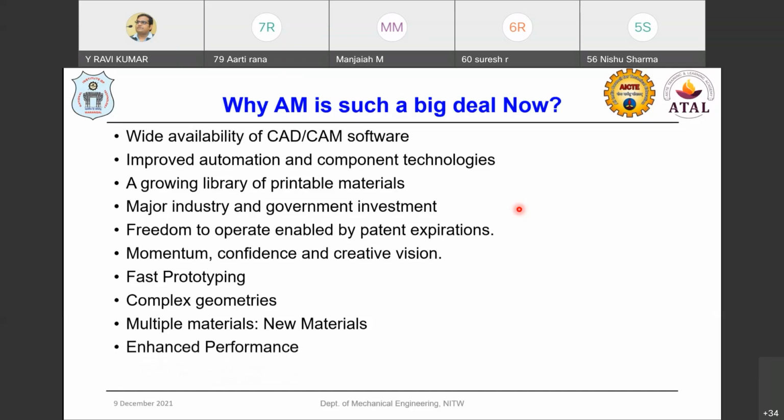And we have enhanced performance of these AM systems, as well as low volume manufacturing. When we talk about low volume manufacturing, it can be considered as personalized components. Customized, personalized components can be made with the same process.